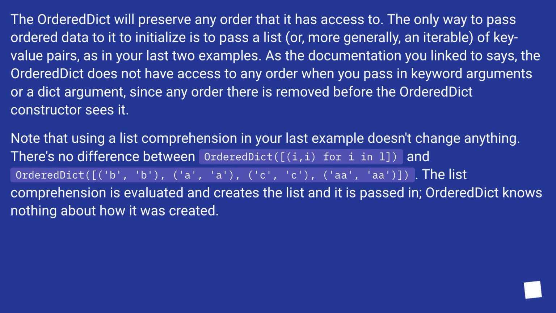Note that using a list comprehension in your last example doesn't change anything. There's no difference between OrderedDict([(i, j) for i, j in L]) and OrderedDict([('B', 2), ('A', 1), ('C', 3)]). The list comprehension is evaluated and creates the list, and it is passed in. OrderedDict knows nothing about how it was created.